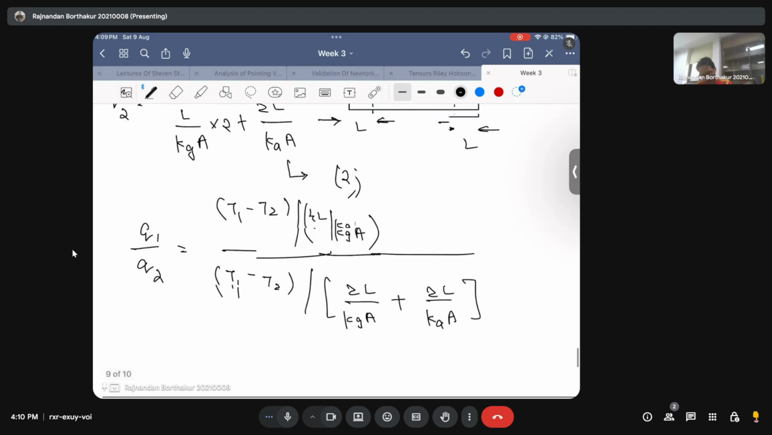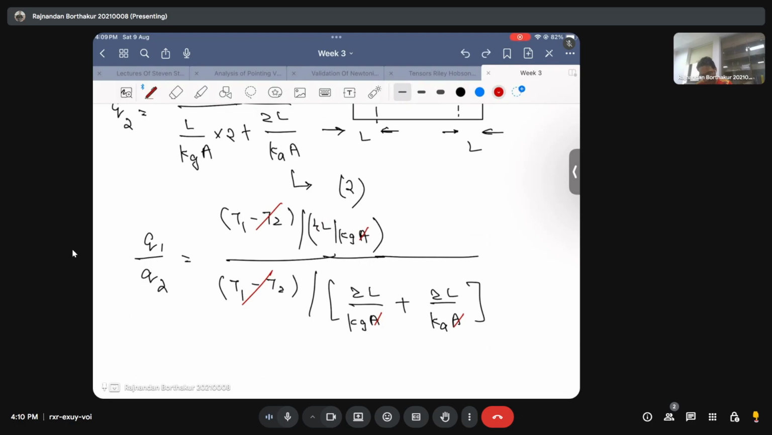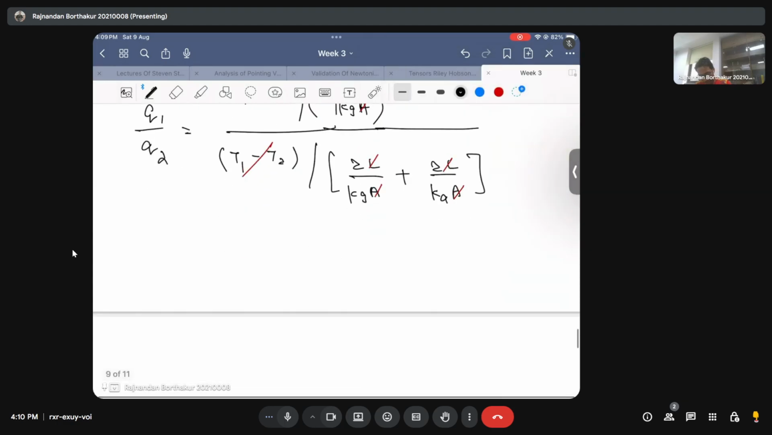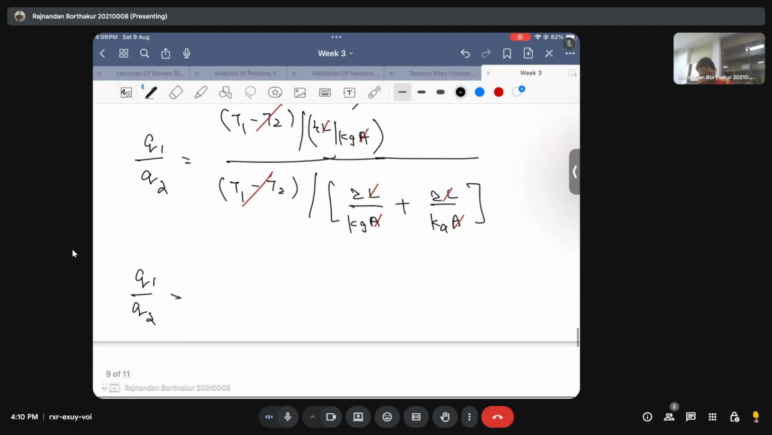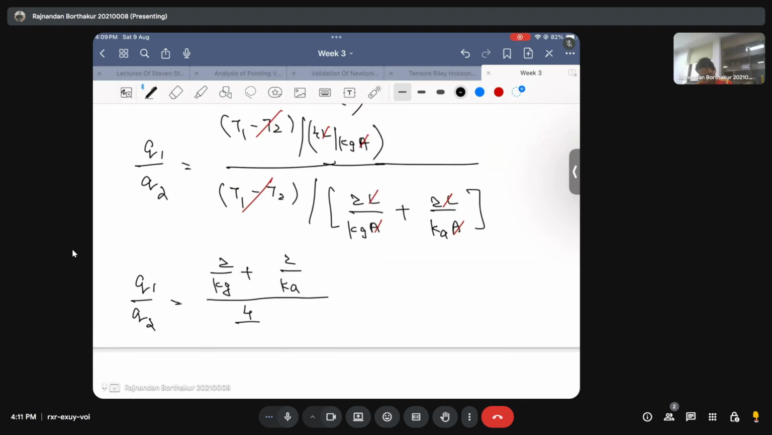So the good thing is, I can cut these two temperatures. These areas will also get cancelled. This length will also get cancelled because this is just L. Which means Q1 by Q2 is going to be 2 by Kg plus 2 by Ka, and then this is going to be 4 by Kg.